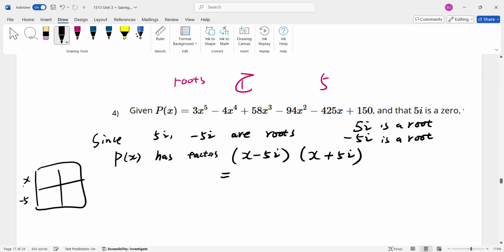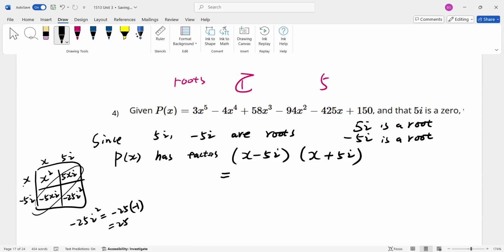x minus 5i, x plus 5i. x times x, x squared; 5xi, negative 5xi, negative 5 times 5, negative 25i squared. Those two cancel each other because they're opposites. Negative 25 i squared, and i squared is negative 1. So negative 25 times negative 1 is positive 25.